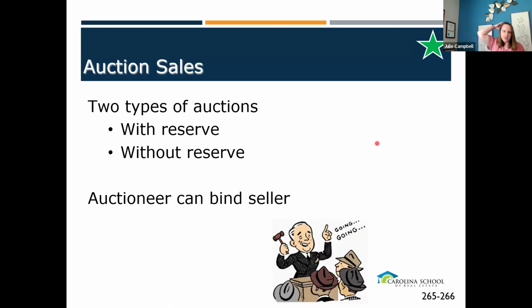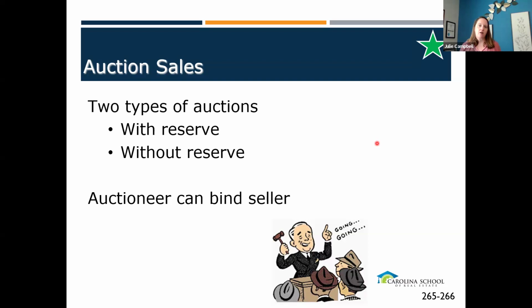And with real estate auction sales, there are two types of auctions. There's auctions with reserve, there's auctions without reserve. An auction with reserve means that the seller has the right to stop the bidding if they're not happy with how it's going. So the bid's too low, the seller's not satisfied. With reserve, they can say, no, we're not doing this. This isn't going how I want it to. Without reserve means they don't have that right. They get what they get.